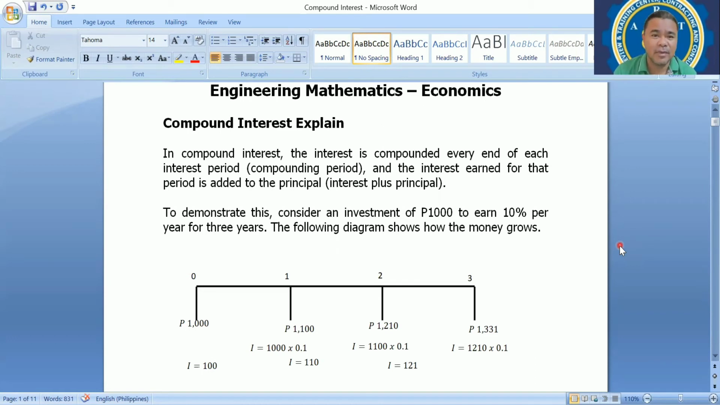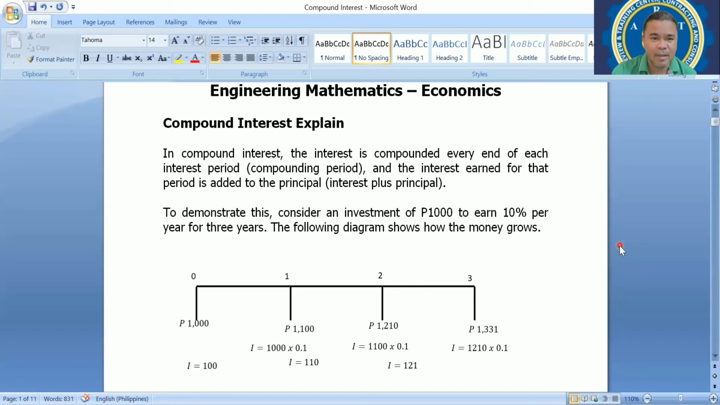In compound interest, the interest is compounded at the end of each interest period, the compounding period. Meaning at the end of the period, you can have monthly, quarterly, semi-annually, or annually. So take note of that. The interest earned for that period is added to the principal, so the principal plus interest. For example, monthly, then if you have interest, you add it for the next period.